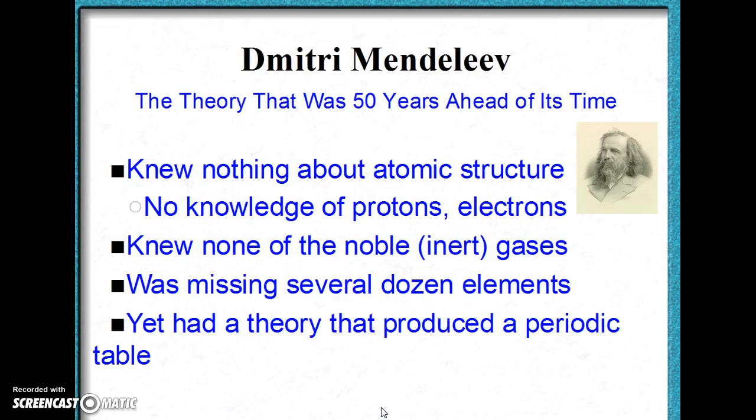Dmitri Mendeleev was the man who came out with the first successful periodic table. I say it's a theory that was 50 years ahead of its time because Mendeleev knew nothing about atomic structure. He had no knowledge of protons or electrons or certainly neutrons. He knew none of the noble gases. He was missing several dozen elements in his list of elements and atomic masses. And yet Mendeleev came up with a theory that gave us a usable periodic table that showed us elements that were like each other.